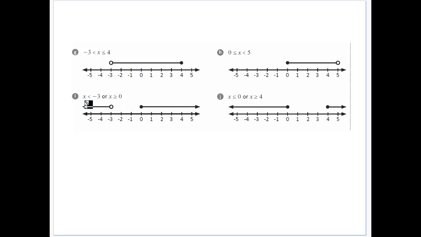And this time, if it's less than -3, we're going to open circle at -3 and going that way. But if it's greater than or equal to 0, well, it's equal to 0, so closed circle, and we go in either direction. These ones were between. These ones go either direction. X is less than or equal to 0, or greater than or equal to 4.